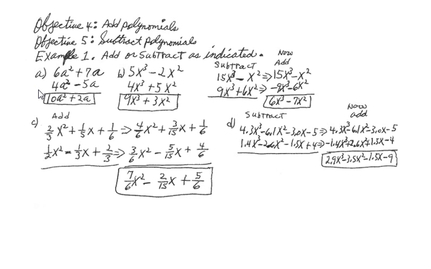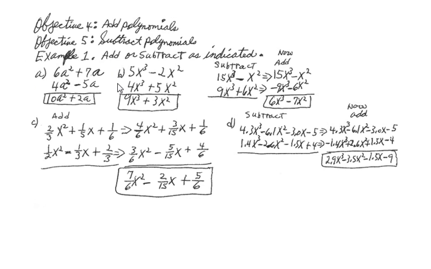can be combined. Therefore, to add these two polynomials, we get 6a squared plus 4a squared, which gives us a total of 10a squared. Then going to the second column, we have two like terms, plus 7a minus 5a, combined to give us plus 2a. So our answer becomes 10a squared plus 2a.